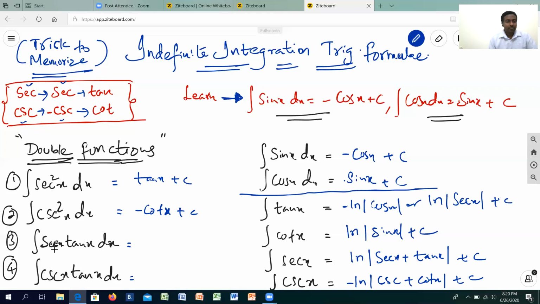Now integral secant tan, students, you can easily work it out now. Secant and tan, if you take double functions, you are left with only one. That means secant x is your answer. Now cosecant cot: if you take cosecant and cot, again you are left with a single one, which is negative cosecant x plus c. That simple it is. You can easily remember and recall within no time. You can easily memorize this.